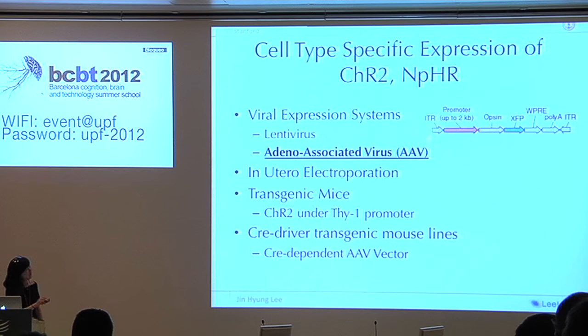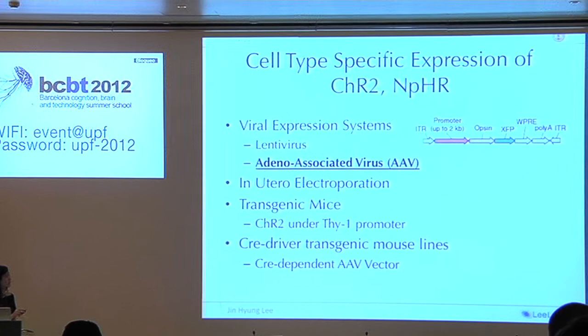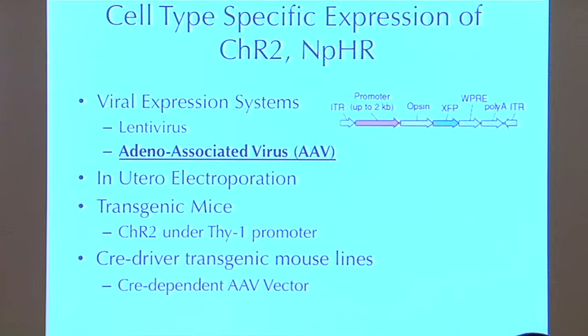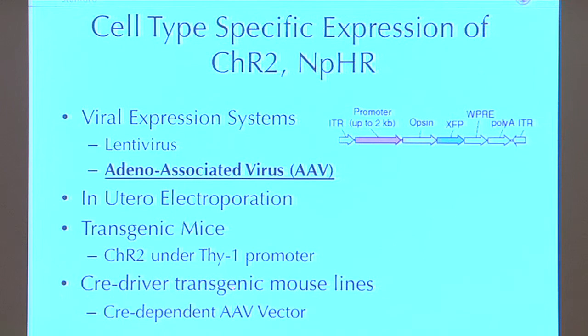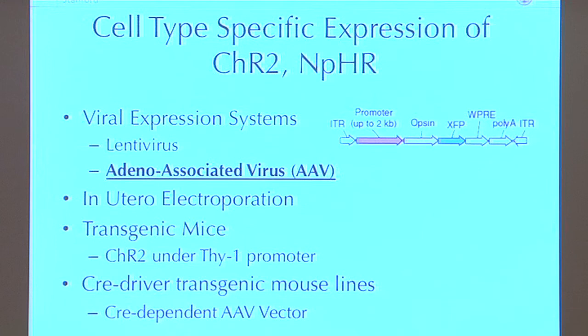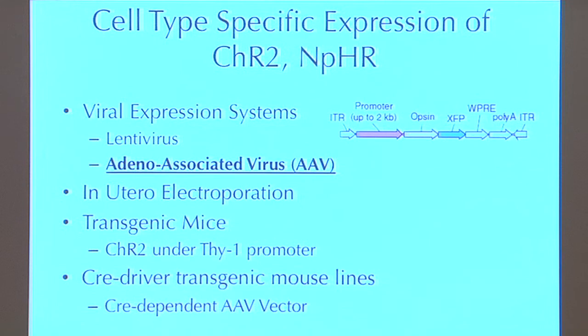Use an opsin, either channel rhodopsin or halo rhodopsin, and a fluorescence protein tag to co-localize the expression of these proteins. You can also do in utero electroporation to select for different developmental stages of the neurons, or use transgenic mice. There are many different transgenic mice currently developed to selectively express channel rhodopsin or halo rhodopsin under Thy1 promoters, and many other promoters are currently available. You can also use the Cre driver transgenic mouse lines in combination with the Cre-dependent AAV vector, where the AAV vector will allow you to express channel rhodopsin only in Cre-expressing groups of neurons.